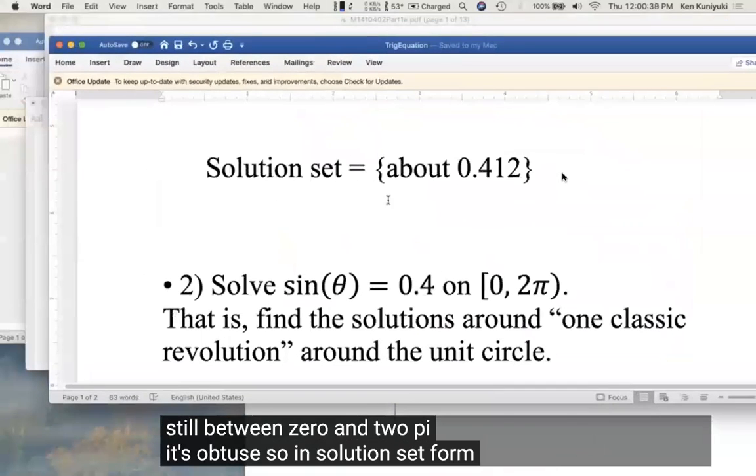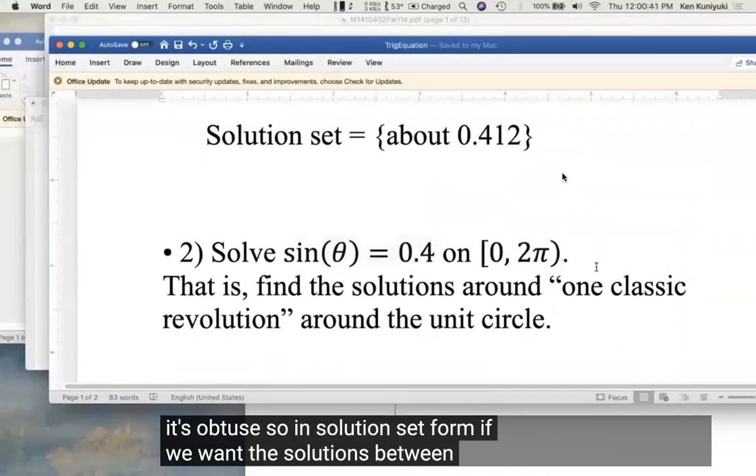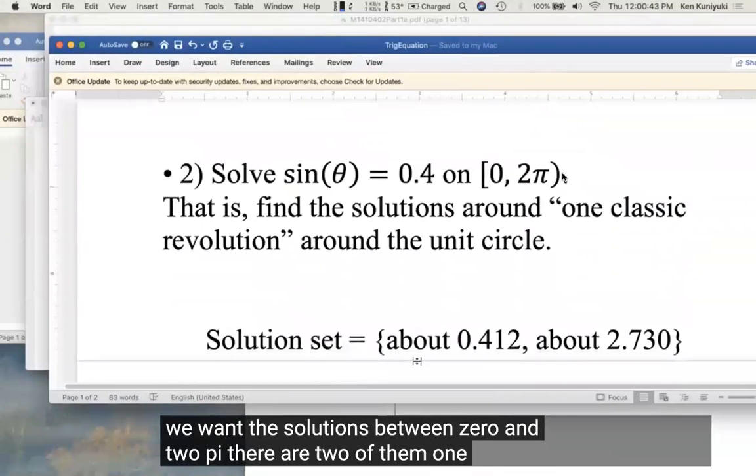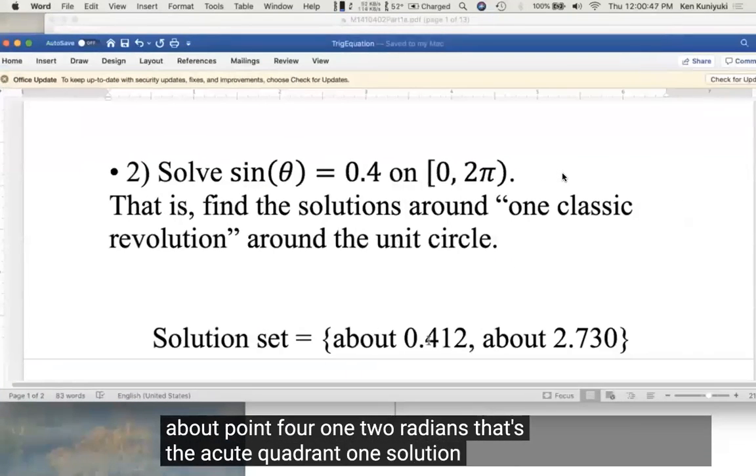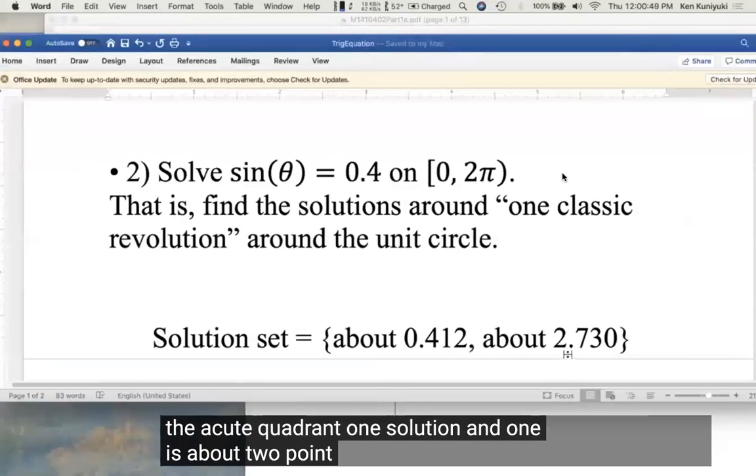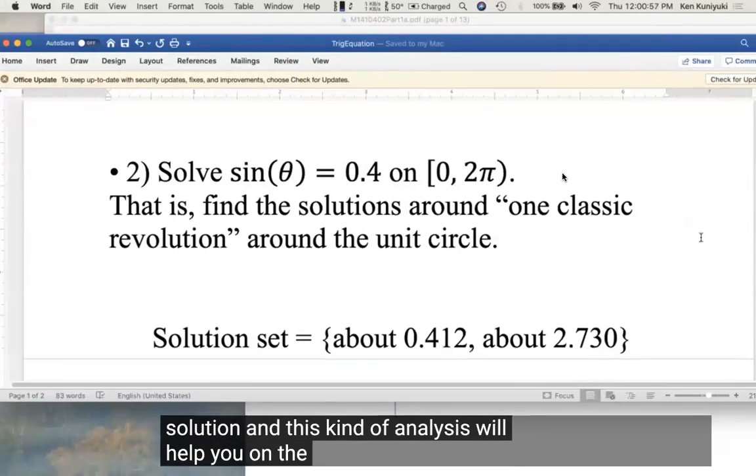So in solution set form, if we want the solutions between 0 and 2 pi, there are 2 of them. One is about 0.412 radians, that's the acute quadrant 1 solution, and one is about 2.730 radians. That's the obtuse quadrant 2 solution. And this kind of analysis will help you on the homework.